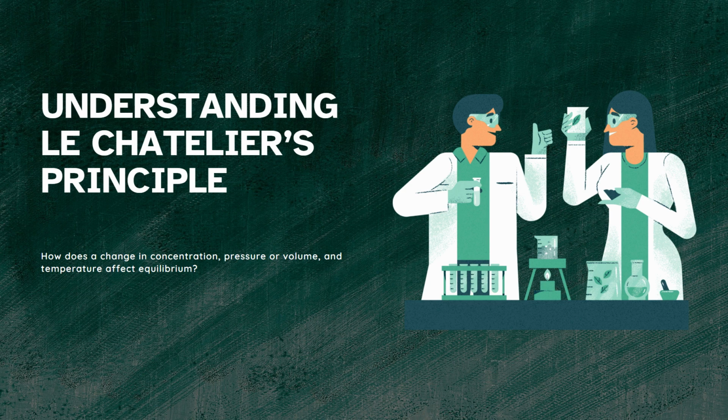So in summary, for the last part, we were able to understand how changing the concentrations, volume, or temperature of a system affects the equilibrium.